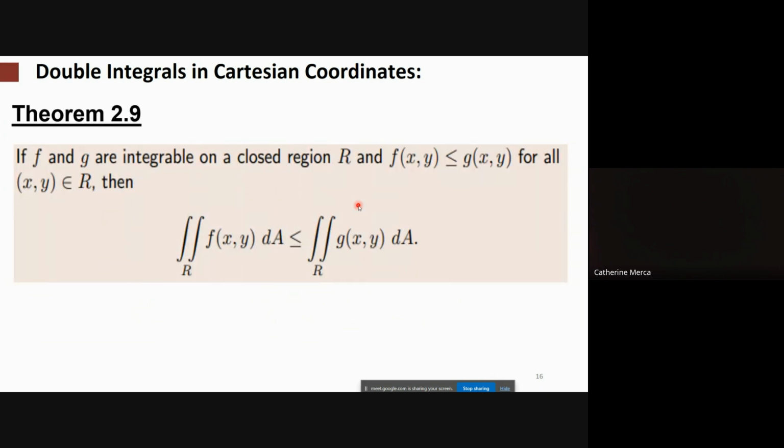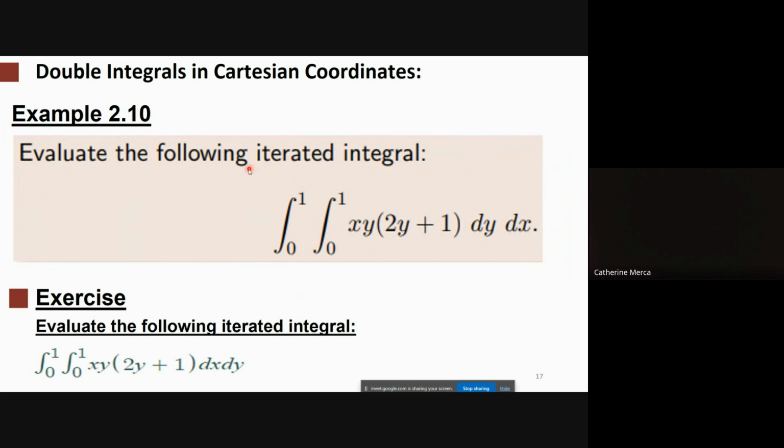Theorem 2.9 says that if f of xy is less than or equal to g of xy, then when you take the double integral of f of xy dA over R and the double integral of g of xy dA over R, since f of xy is less than or equal to g of xy, the double integral of f of xy dA is less than or equal to the double integral of g of xy dA.